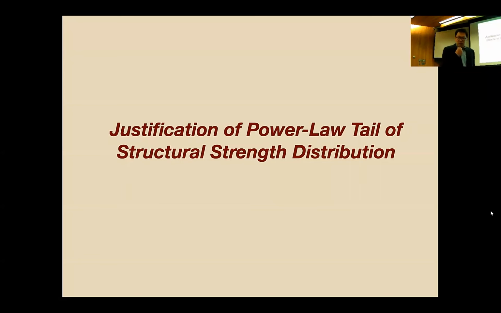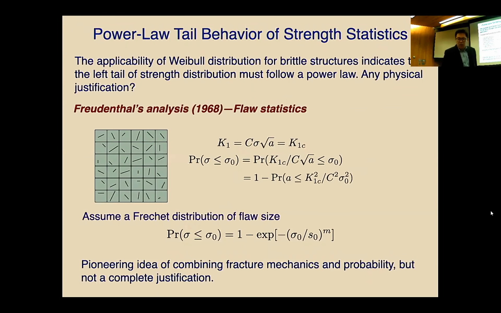I want to focus on the power law tail distribution of the strength statistics. Why is this important? Because, as I mentioned in the first slide, this is a key assumption of the Weibull distribution. Without justification of a power law tail, we cannot show that the Weibull distribution can work. On the other hand, we know in the literature, if we look at test data on fine-grained ceramics, the Weibull distribution works. If the Weibull distribution works, that means the tail must be power law. But why must it be power law?